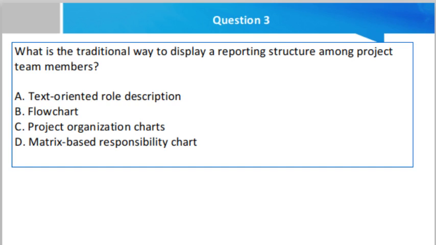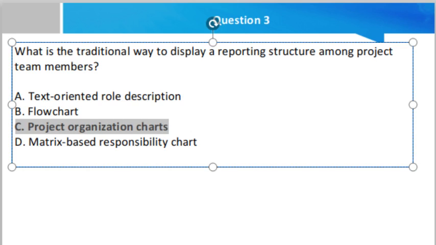Now, what is the traditional way to display a reporting structure among project team members? Options are: text-oriented role description, flowchart, project organization charts, and matrix-based responsibility chart. Friend, the answer is C. The reason is that a hierarchical type organizational chart can clearly show roles and reporting relationships within a team.